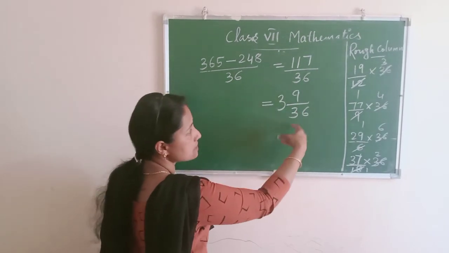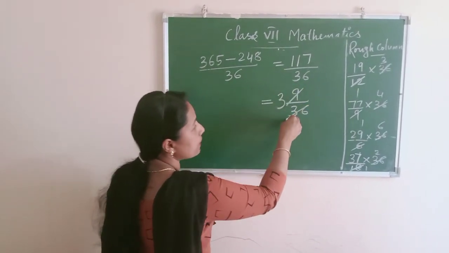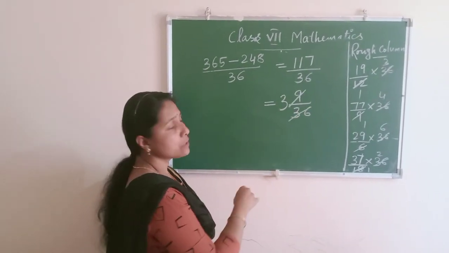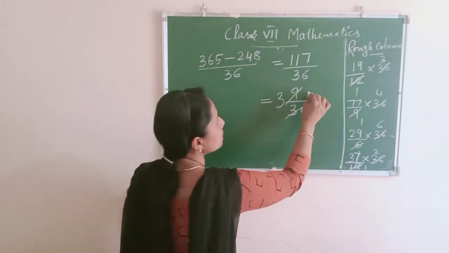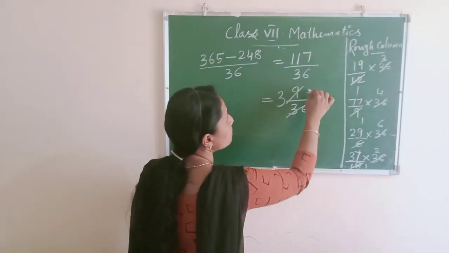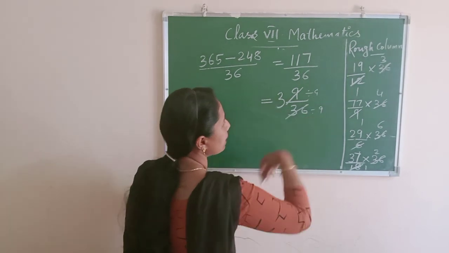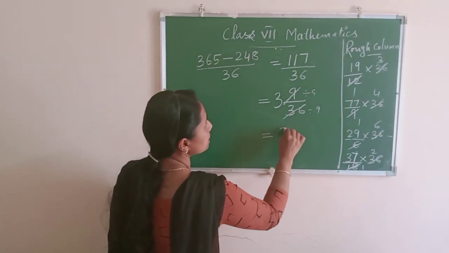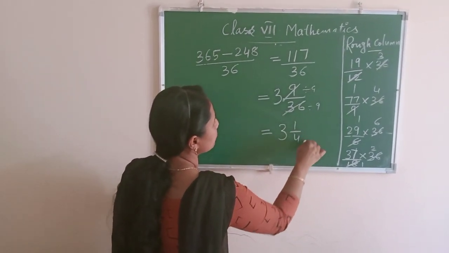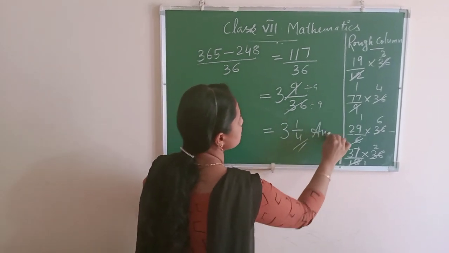3, 9 upon 36. This proper fraction is not in lowest terms, so you can reduce it again. Both numbers you can reduce by 9. Divided by 9 here, and here also divided by 9. So your last answer will be 3 and 1 upon 4. It is the answer of this.